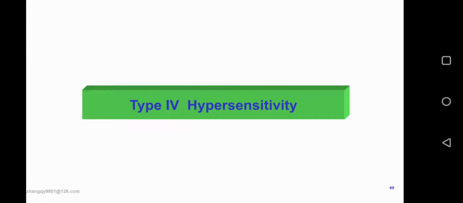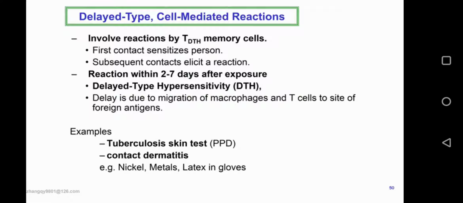And type 4 also has another name, called cell-mediated and delayed. So you should know why it's delayed, why it is cell-mediated. Because this type of hypersensitivity involves a reaction by the memory T cell. It's called delayed type hypersensitivity, so this type of T cell is called DTH.